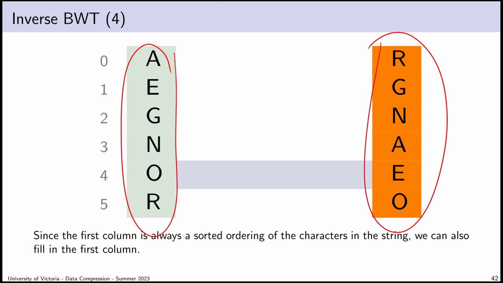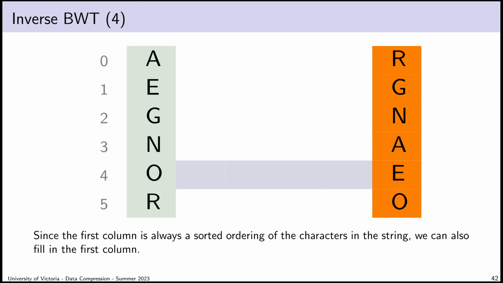The first column is the set of characters in the string sorted into ascending order. So if you give me the last column, all I have to do is sort the last column and I get the first column. Okay, so I get 2 columns for free. You give me one and I can recover the first column easily.